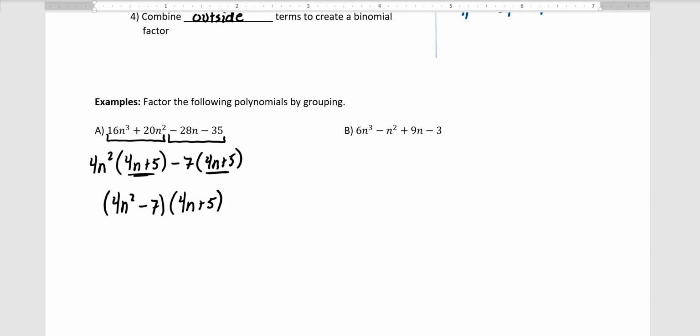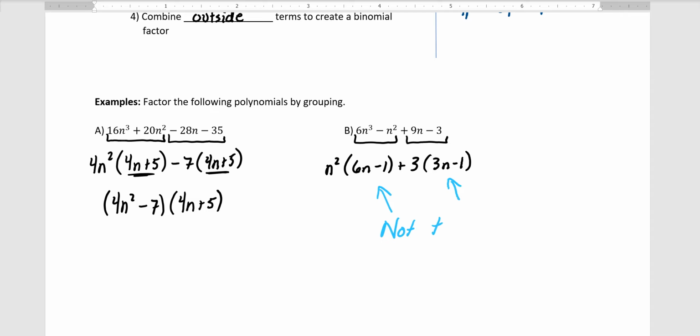Now, look here. This is a unique example for letter B. 6n to the third minus n squared, 9n minus 3. My GCF in this first one would be just n squared. So I'd get 6n minus 1. Now, out of my second, my GCF is 3. But when I factor that out, I get 3n minus 1. So notice, these 2 things here, 6n minus 1, 3n minus 1, they are not the same. There's nothing else I can factor out to make them the same either. If they are not the same, then this isn't factorable, and we would call this prime.